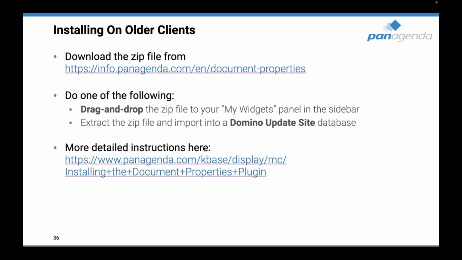If you need to install it on an older client, just download the zip file from that link I just showed you, and then you can either drag and drop it onto your My Widgets panel, or you can extract it to a Domino update site and then distribute it as a plugin or a widget that way. You can use your widget catalog. And there's a lot more detailed instructions at the link at the bottom of this slide too. So it's more step-by-step, like here's how you set it up if you've never done this before. But it's really the same as any other plugin that you would distribute in a Notes client.